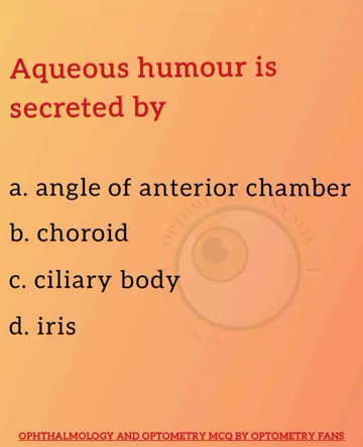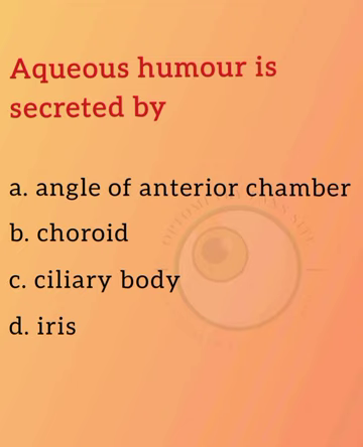Aqueous humor is secreted by option A, angle of anterior chamber, option B, choroid, option C, ciliary body, and option D, iris. The correct answer is option C, ciliary body.